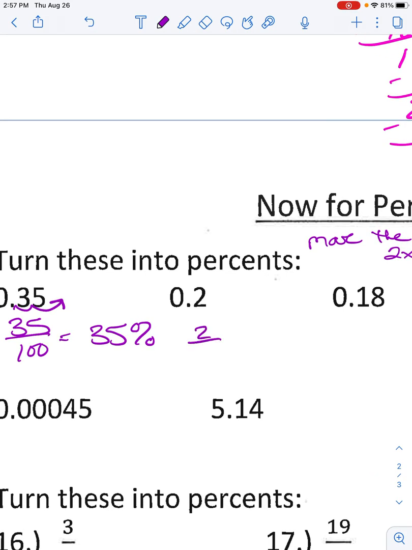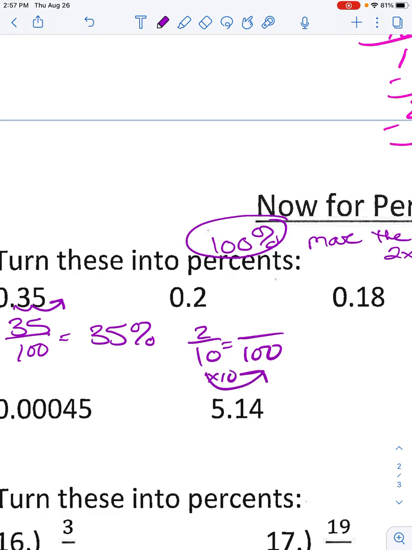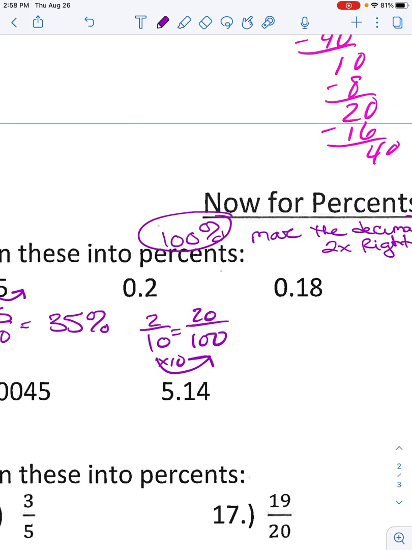This next one says 2/10. Remember, percentages are always out of 100. You want 100% on your test. So if you make it out of 100, you're going to get 20 out of 100, which is 20%. Or move the decimal twice to the right, which is 20%. 18 hundredths, again, move it twice to the right, we get 18%.